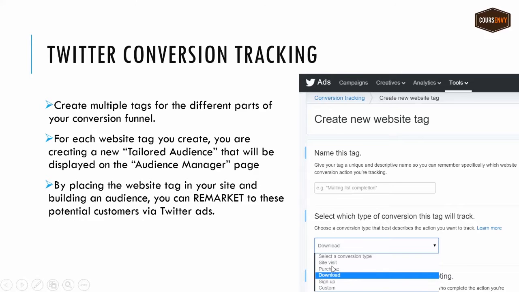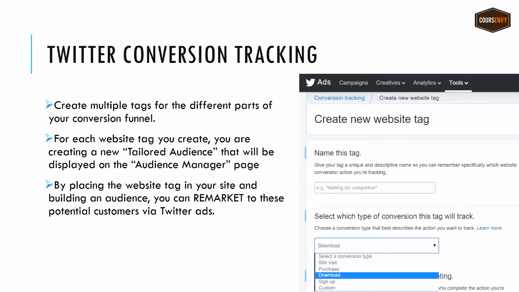So for each website tag you create, you're creating a new tailored audience that can be displayed on the Audience Manager page. By placing the website tag in your site on that specific page, you're building an audience of people. Every time they come to that page, a new audience member is added to that tailored audience. Then in the future, you can remarket to these tailored audiences via Twitter ads.